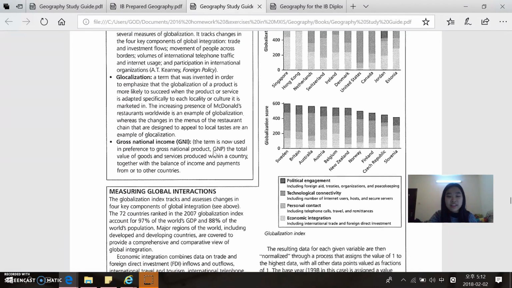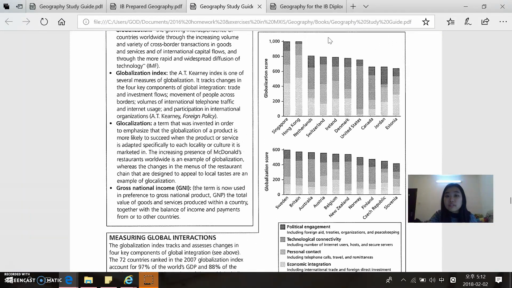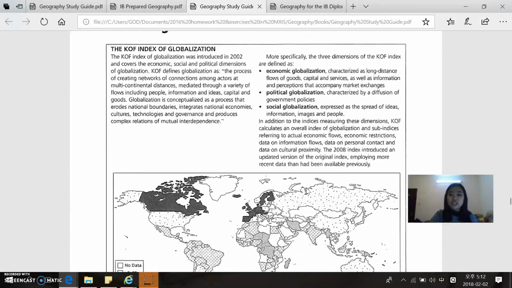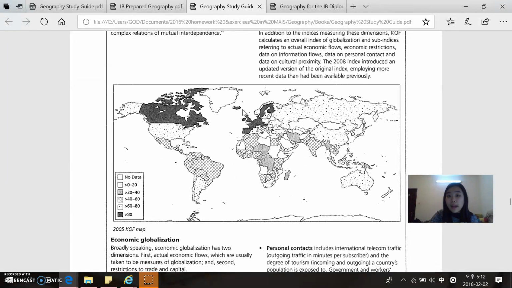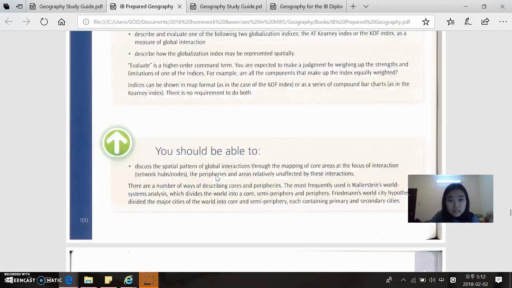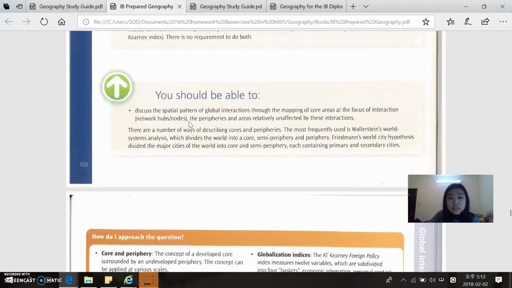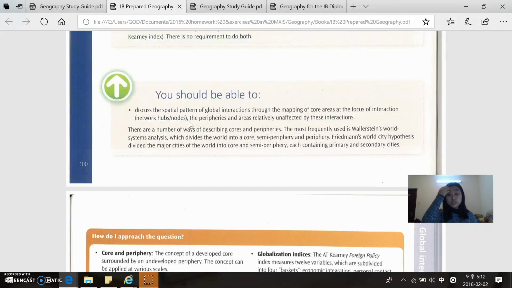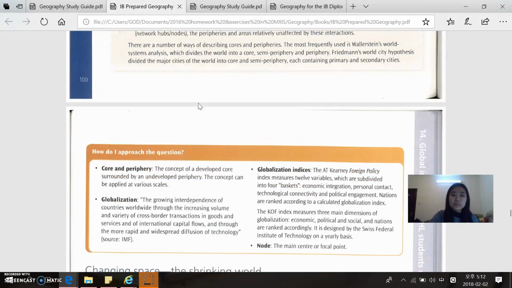You just saw that, right? The Kearney index is in a bar graph. This is how it's represented spatially in a diagram, and here it is in a map. The KOF index is in a map. Okay. There is no requirement to do both. So when you're preparing for the IB exam, especially for these chapters, just in case you encounter a question on this, really memorize one of them in detail, really carefully.